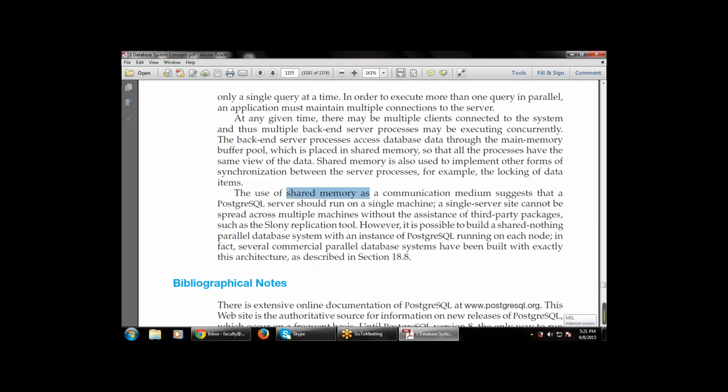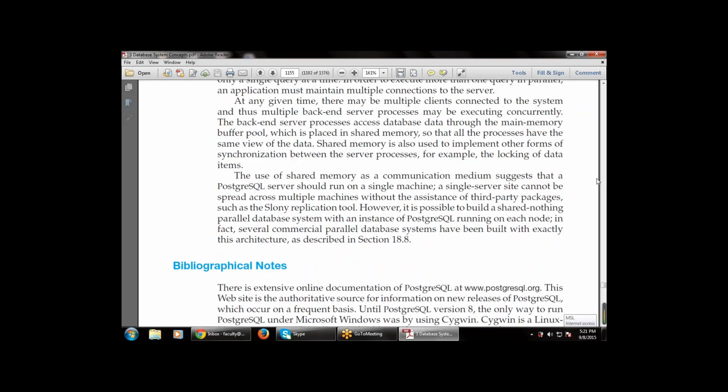And the use of shared memory as a communication medium suggests that the Postgres server should run on a single machine, single site.